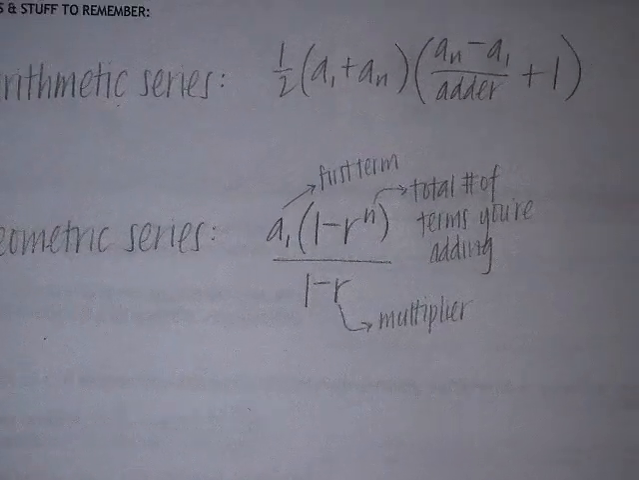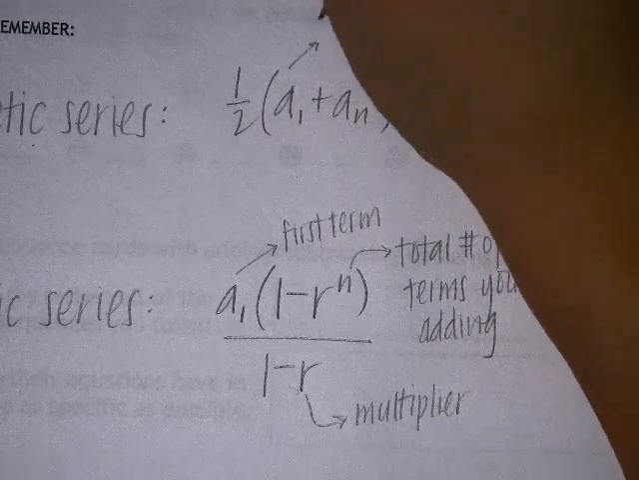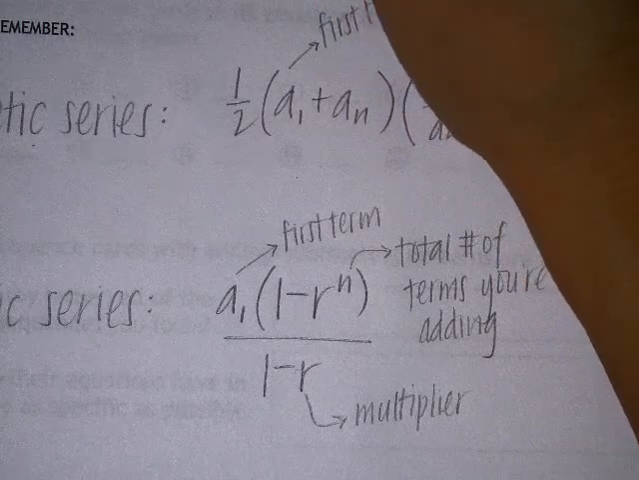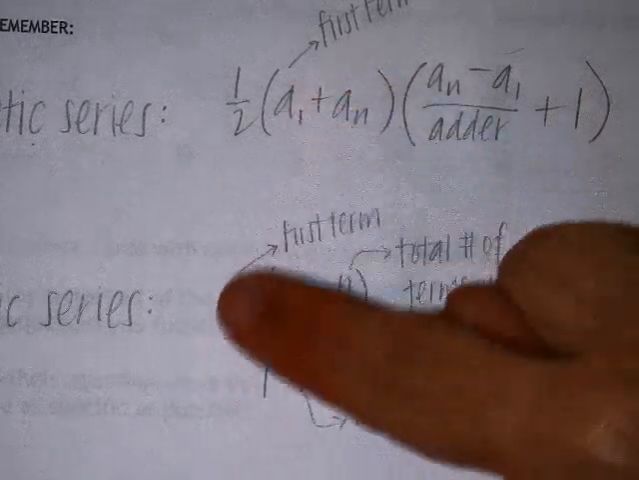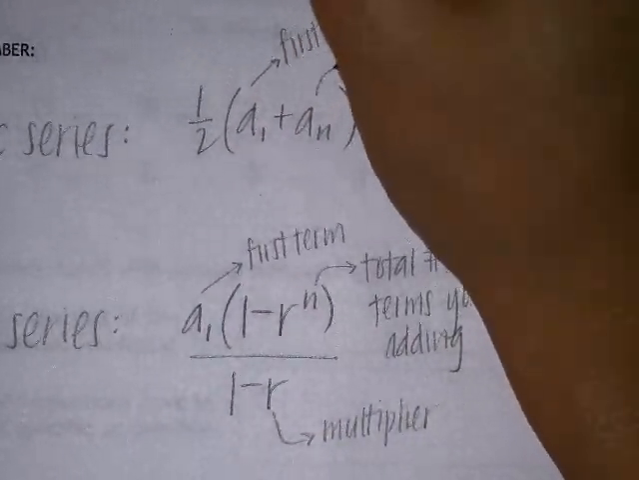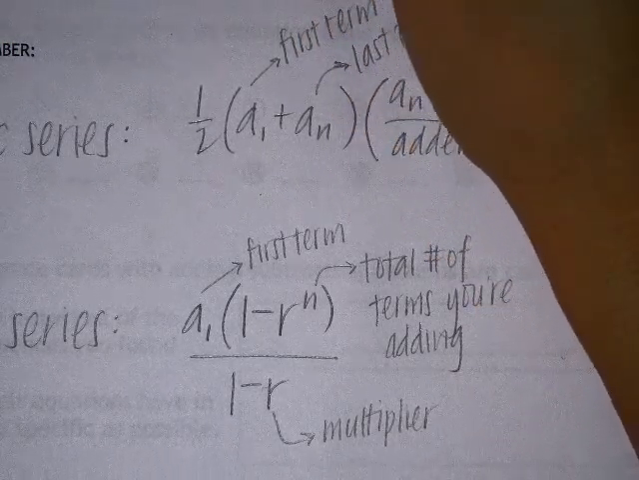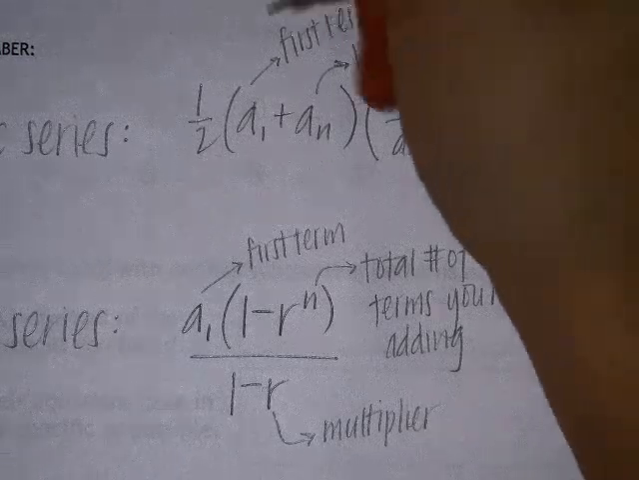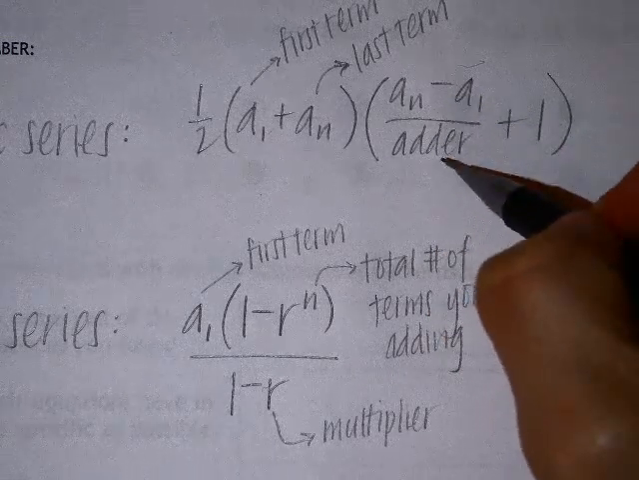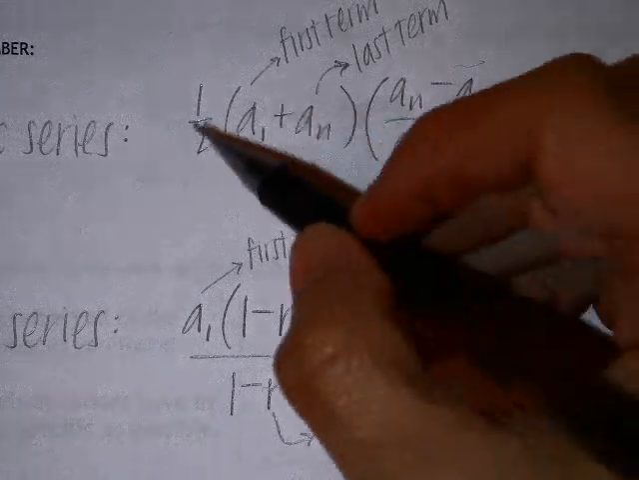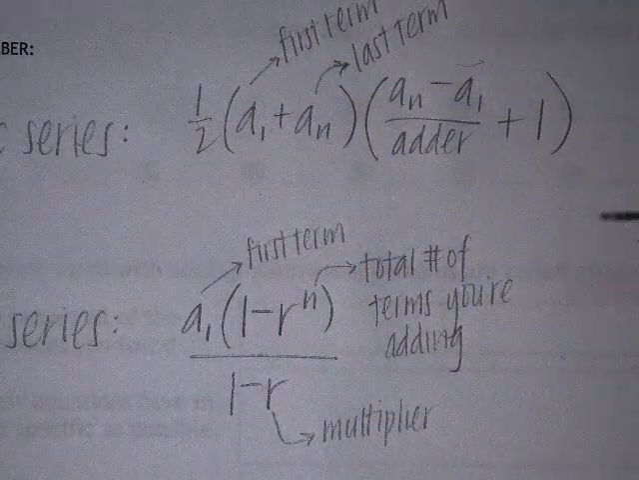So if you forgot what all of those parameters are, or if you need a quick refresher, I'll just remind you. A sub 1 was the first term. You'll see that that notation is pretty consistent in both the arithmetic and the geometric formulas. A sub n is the last term. And conveniently, those 2 terms end up appearing twice. A sub 1 and a sub n appear in 2 different spots in the formula. Adder is pretty straightforward. We know what an adder is. And then, of course, there are a few constants, like the 1/2 and the 1, that you don't substitute. Those are just part of the formula.